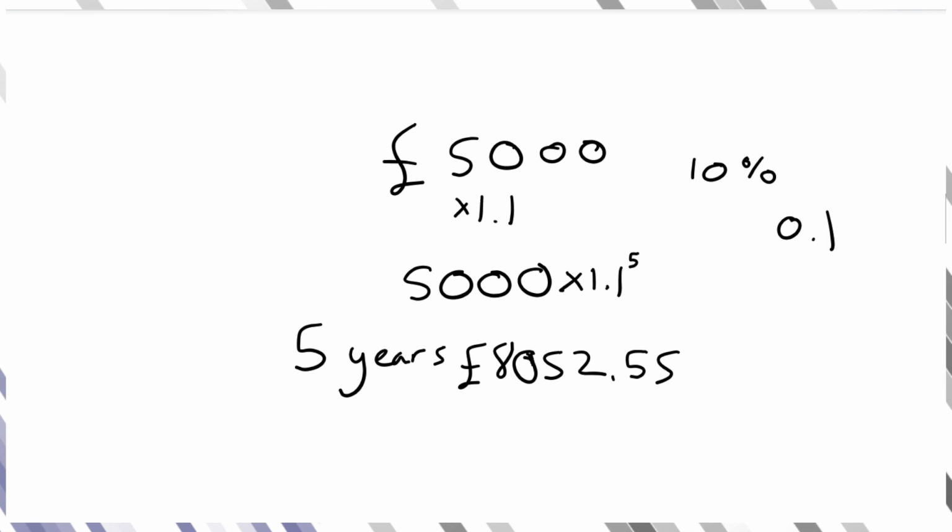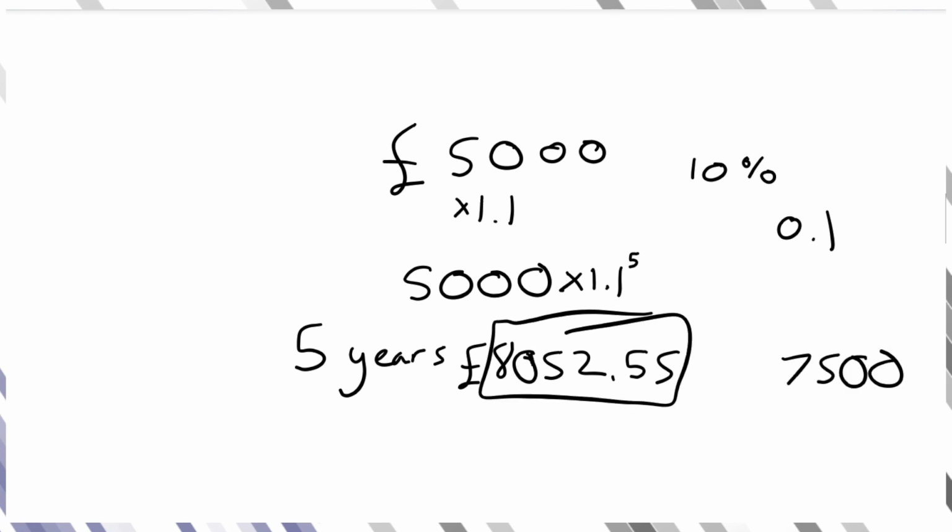Compare that to simple interest. If it was 10% at simple interest, it would just go up by 10%, which would be £500, 10% of the original amount every year. After 5 years, 5 lots of £500 is 2,500. So if it was simple interest, this would be 5,000 plus 2,500, which is 7,500. With it being compound, there's over 500 extra pounds there, £552.55 extra, just from it being compound. So that's the difference between compound interest and simple interest, and that's how you work it out.